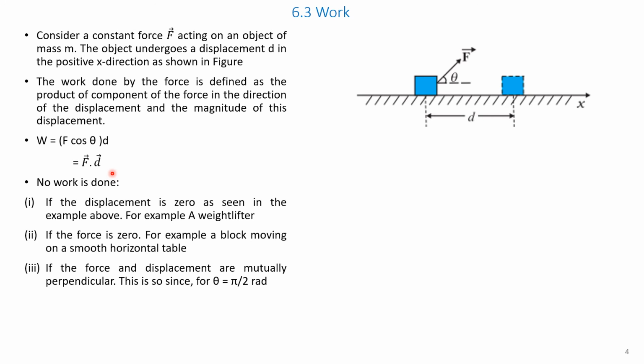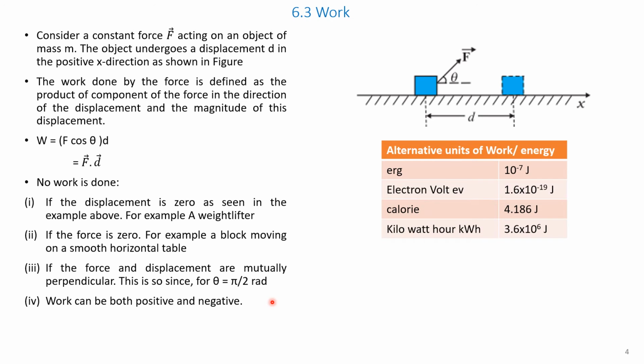The third case is if the force and displacement are mutually perpendicular, that is, theta is 90 degrees. If the angle between F and d is 90 degrees, the work done is 0, because theta is equal to pi by 2 radians. Work done can be both positive or negative. If the direction of motion is negative or the direction of force is in the opposite direction, the work becomes negative.